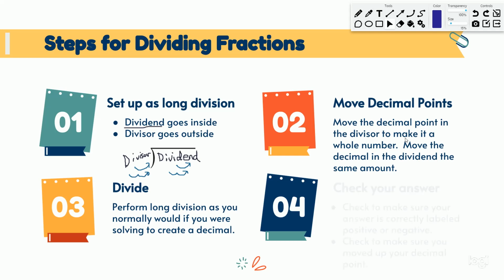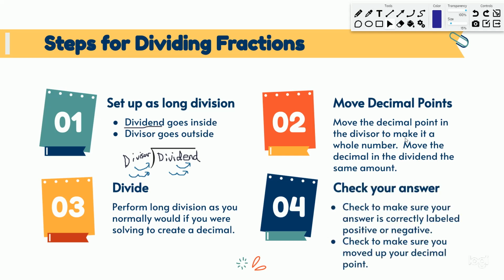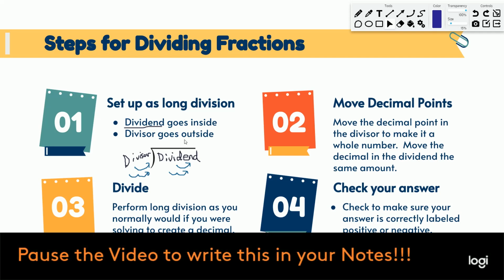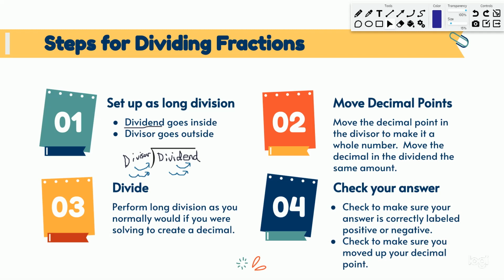And then the last step is to check your answer. So we want to make sure that it's correctly labeled positive or negative by using our division rules that we learned in our last chapter. And then we want to check to make sure that we moved the decimal up. So if we did move a decimal down here, we need to make sure that it goes directly above it in our solution or in our quotient. So please pause the video here and write that in your notes. And then we will move into some examples.